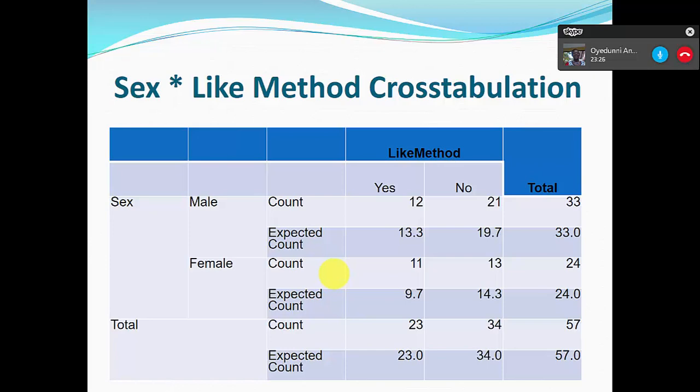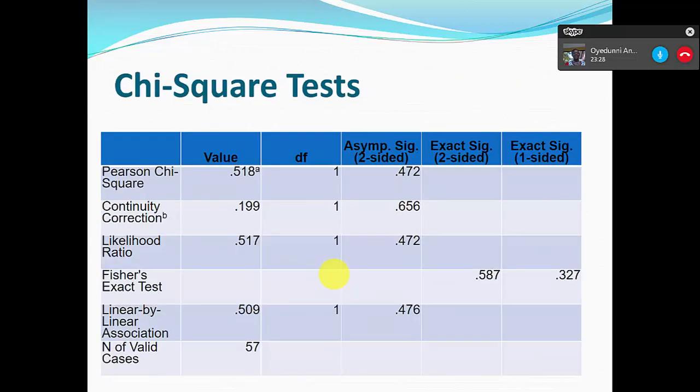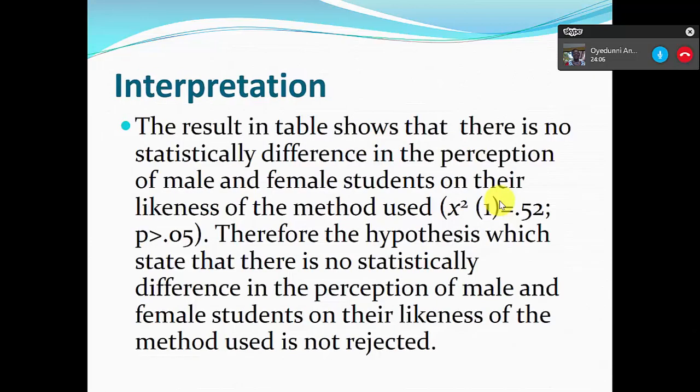Then this is the chi-square test, slide 14. Looking at this table, we are going to consider just the Pearson chi-square. We are more concerned with that, which gives us the chi-square value of 0.52 at p greater than 0.05, with degrees of freedom of 1. It means that it is not significant, so the null hypothesis is not rejected. Good. Then we move to the interpretation.